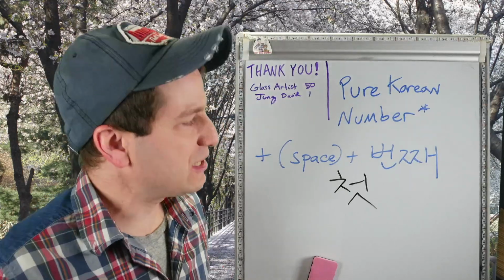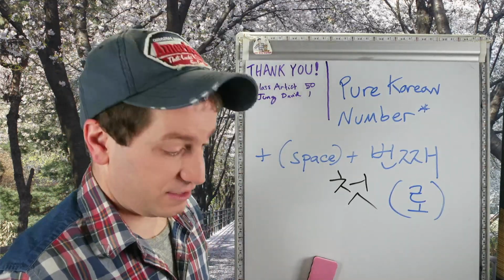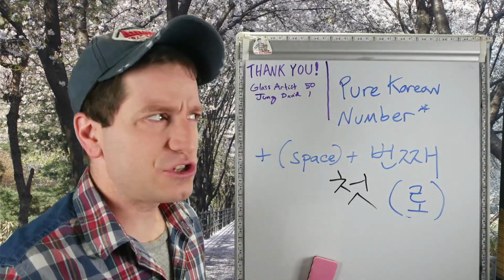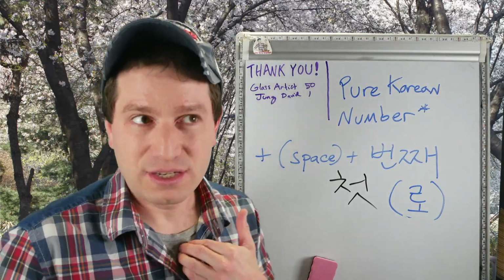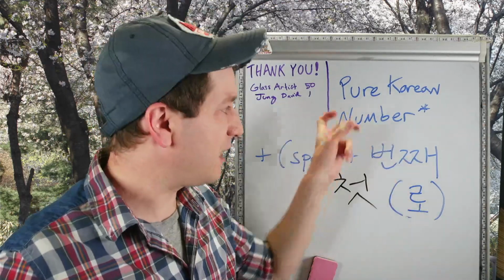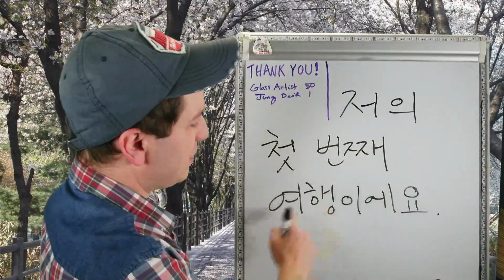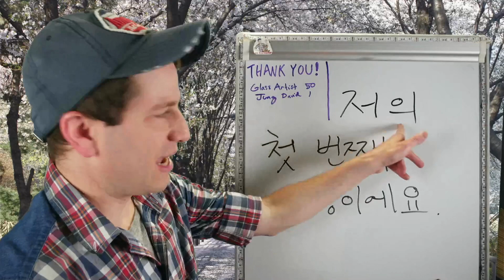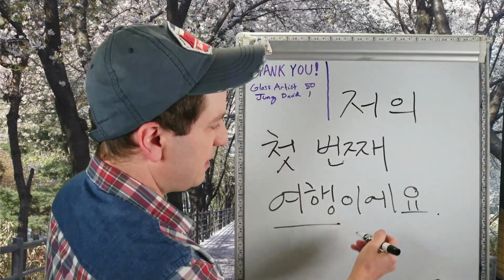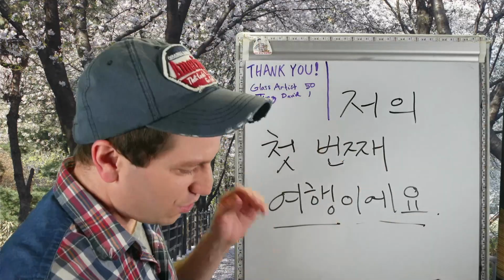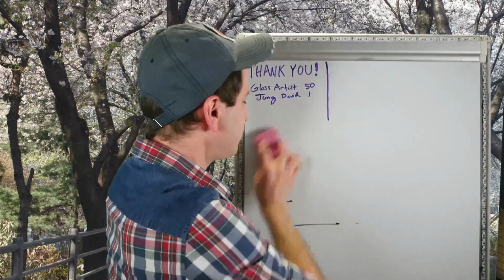Also, if you want to use this as an adverb, you would attach 로 to the end of it. So if you were saying the person who did something first, so I did it, 제가 했어요. I did it first. 제가 첫 번째로 했어요. 저의 첫 번째 여행이에요. 저의, my, 첫 번째, first, 여행, trip. It is my first trip. 저의 첫 번째 여행이에요. It's my first trip.